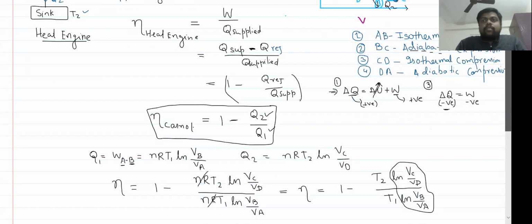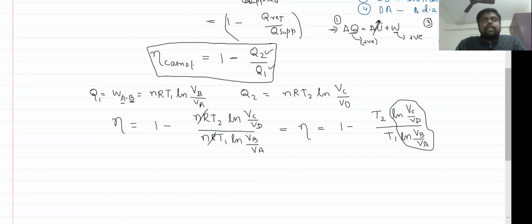I'm going to write the adiabatic equation for process 2, that means B to C. You can write PV to the power gamma. Instead of that, we will be using T V to the power gamma minus 1 is equal to constant.